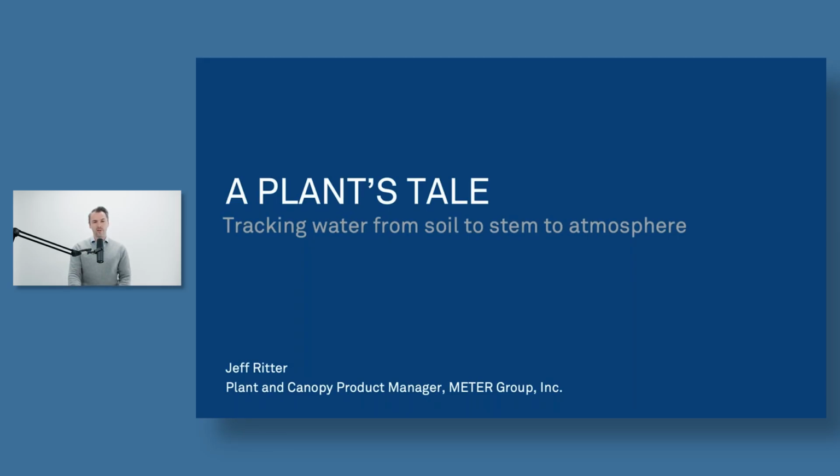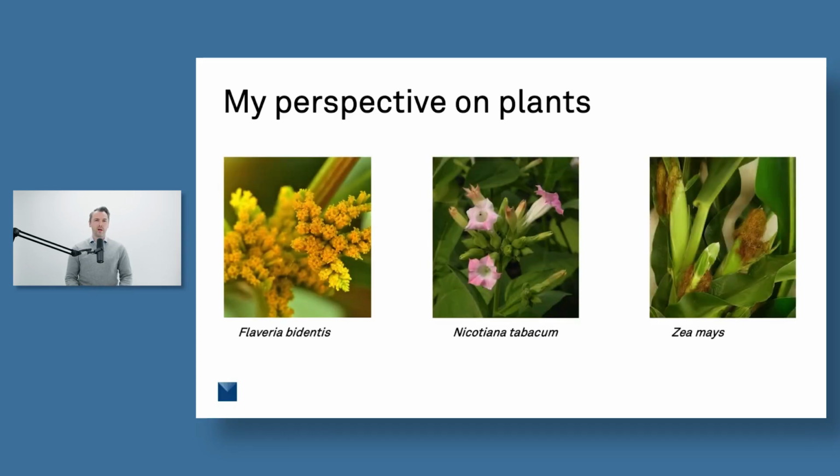But before we jump too far in, I actually wanted to go back a little bit to my own perspective on plants and how that's changed over time. So forgive me a second to talk a little bit about my perspective on plants back when I first started graduate school. So you can see here a couple of species of interest. We're not going to be talking about these today, but these were species of interest to me when I was starting graduate school: Flaveria, tobacco, and corn.